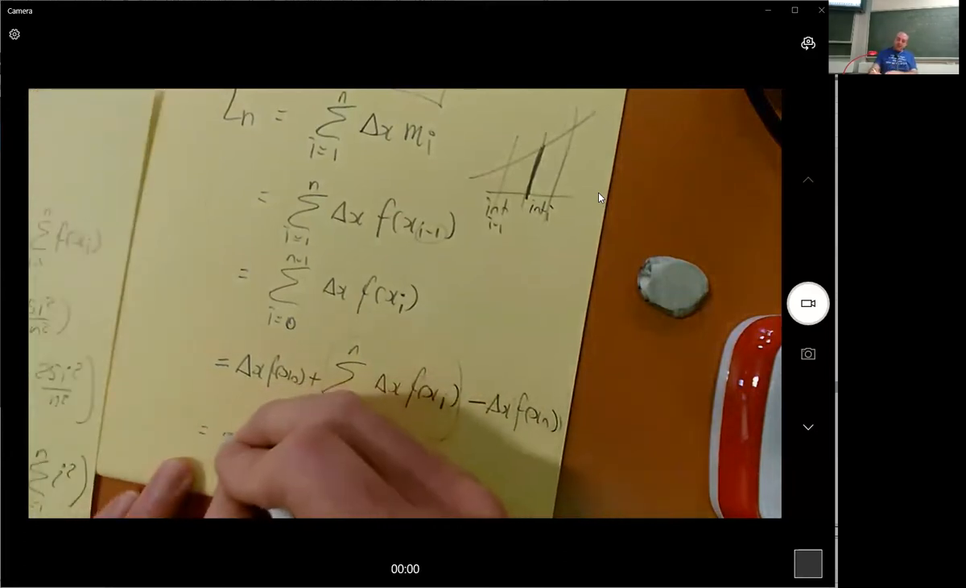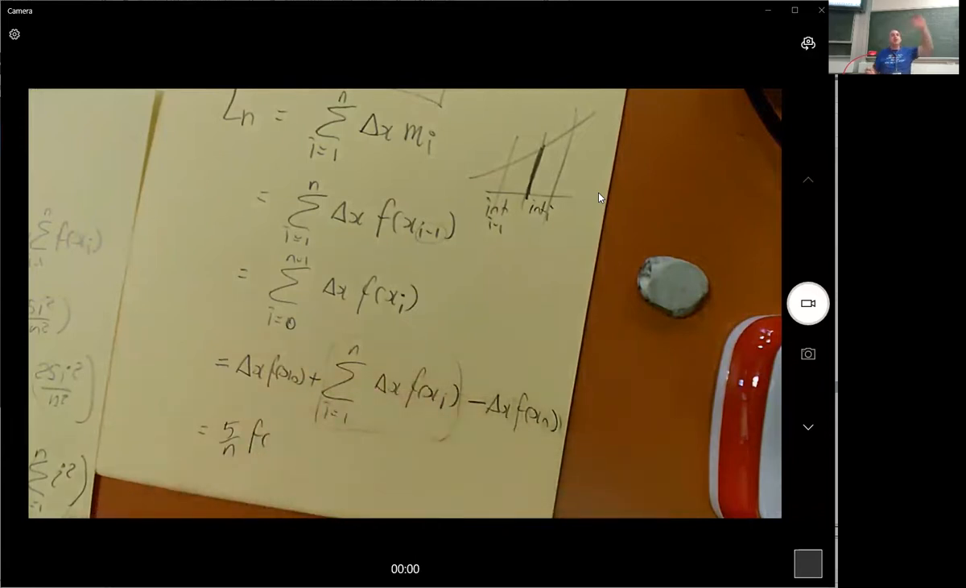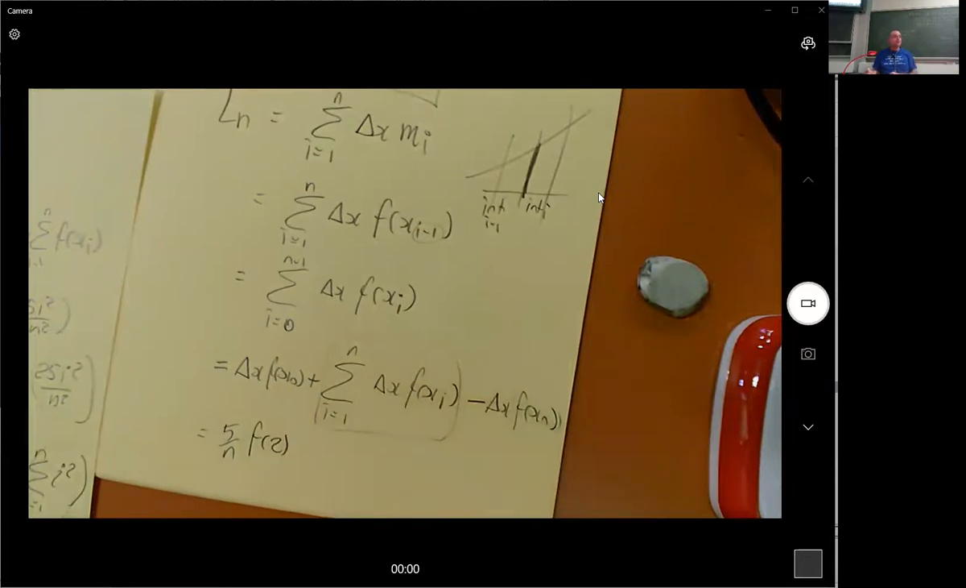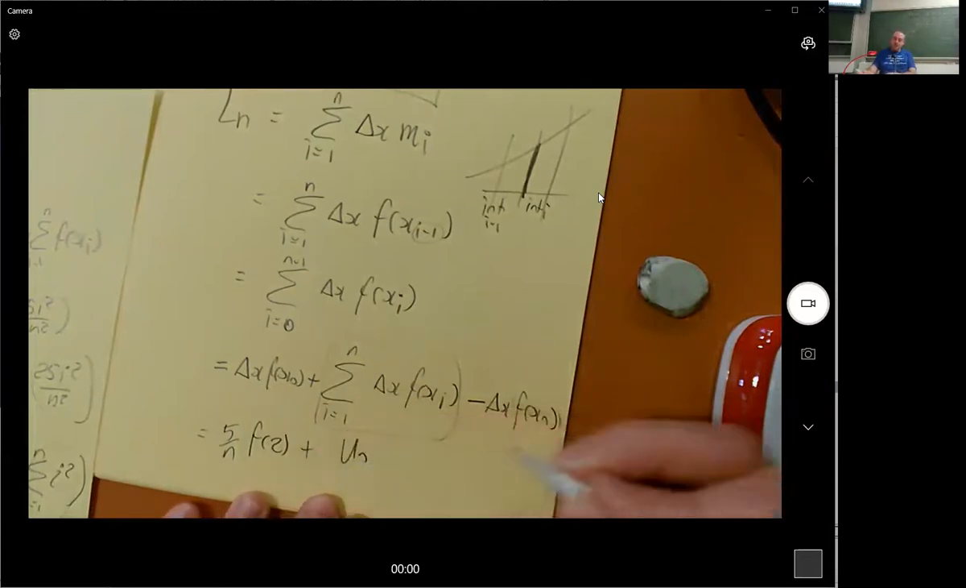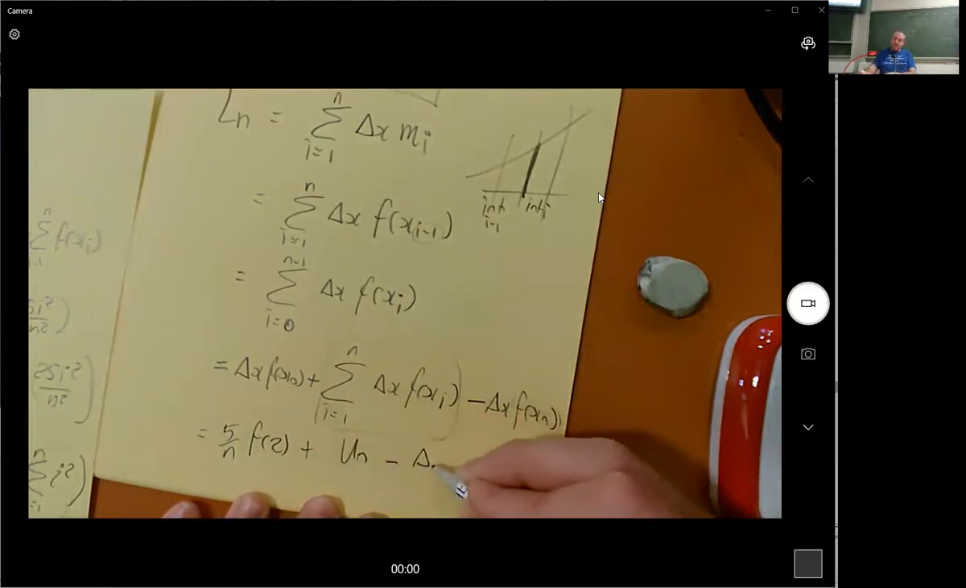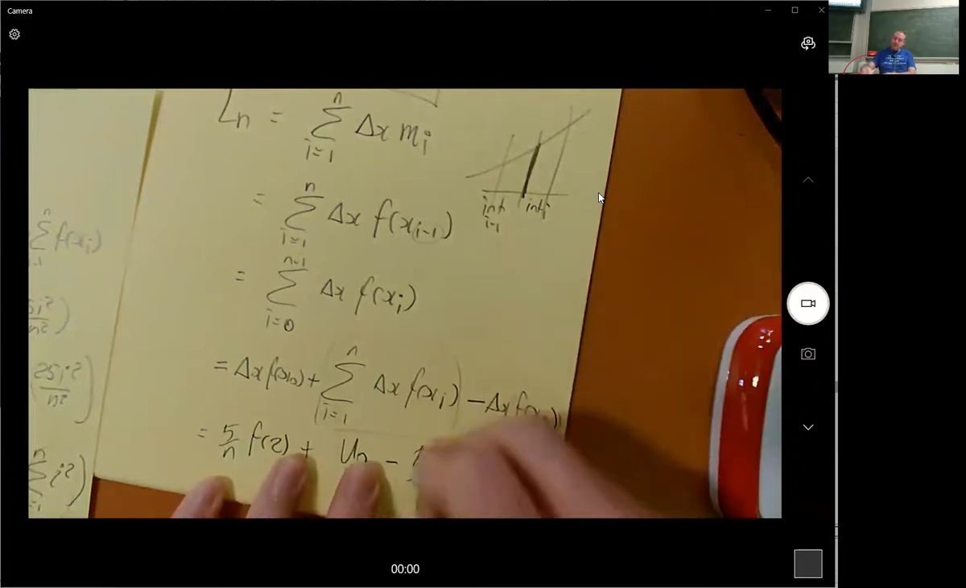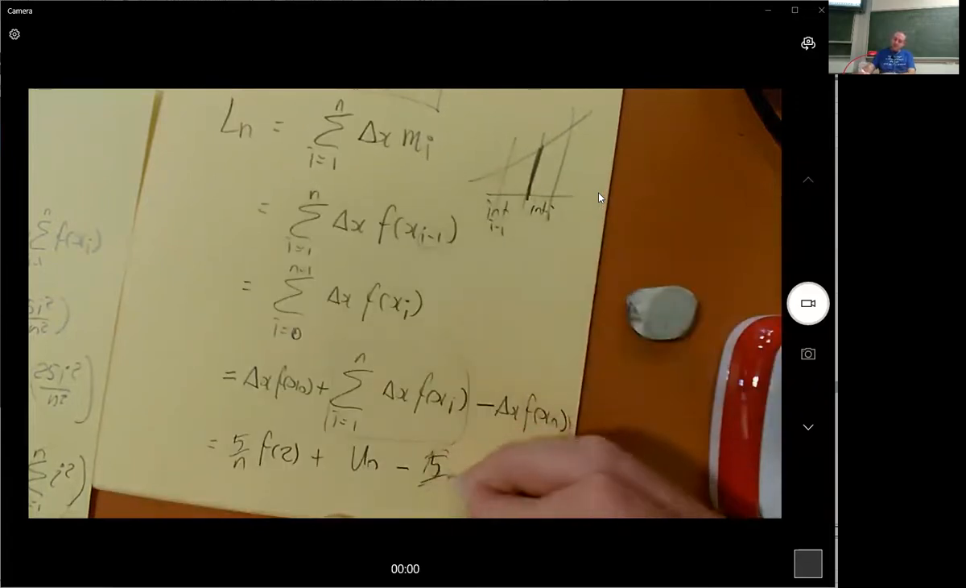And this is the upper sum, which we just calculated. And this is 5 on n times f of x_0, the very left-hand end of the whole interval, which is 2. And this is the upper sum. And this is 5 on n times f of the other very end of the interval, which is 7. Ta-da!